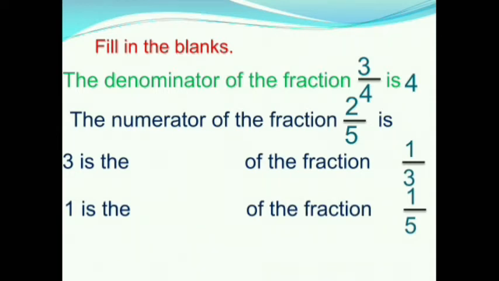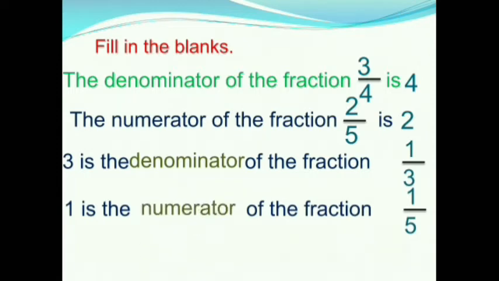The second question is, the numerator of the fraction 2 by 5 is dash. Which is the numerator? Yes, 2 is the numerator. In the third question, 3 is the dash of the fraction 1 by 3. What is 3 here? Yes, 3 is the denominator. In the fourth question, 1 is the dash of the fraction 1 by 5. What is 1 here? Yes, 1 is the numerator.